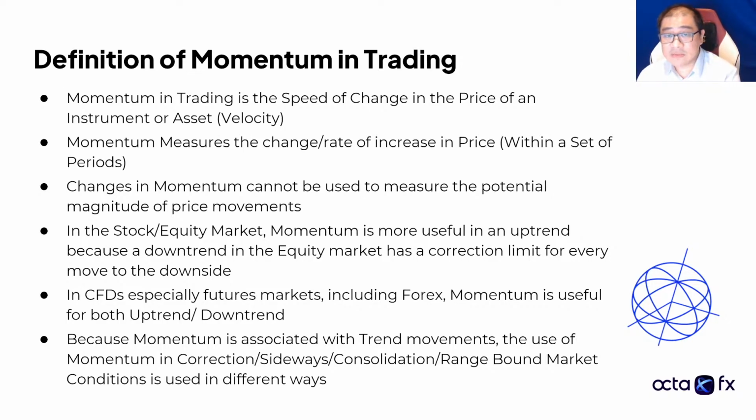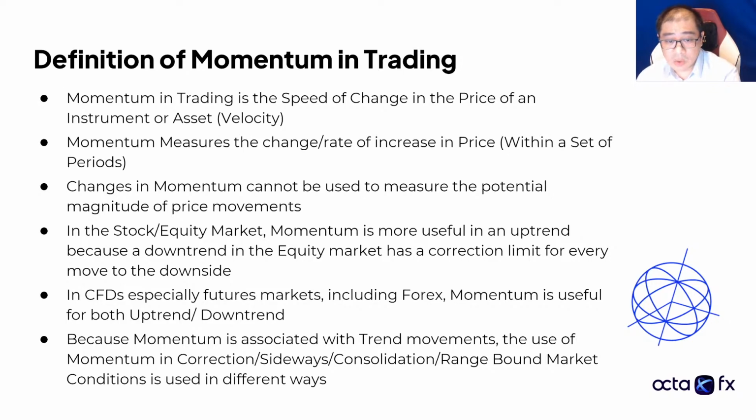Changes in momentum cannot be used to measure the potential magnitude of price movement, so there's actually no correlation between how far the oscillator goes up and how it relates to price. They're completely two different things. Momentum measures the change in price, so price could be moving rapidly, but maybe in small increments, and it will tell the oscillator to print out a very high momentum in the market, but it doesn't reflect how big a movement is actually going to be.